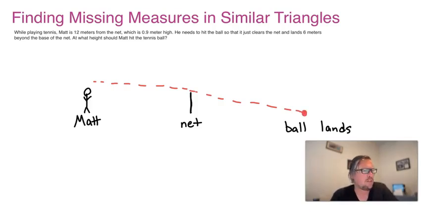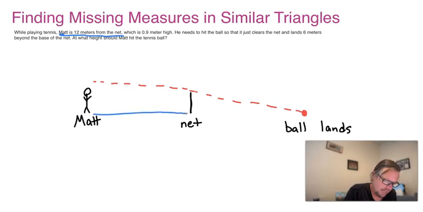So he serves the ball from a certain height. It's going to just clear the net and it's going to land over there. So you can see that either my net's too tall or my guy's too short, because he's serving the ball from way up here and the net's the same height as he is. Doesn't matter. So let's go ahead and put some of our measurements on. The first thing it tells me is that Matt is 12 meters from the net. So that means this distance right here is 12 meters.